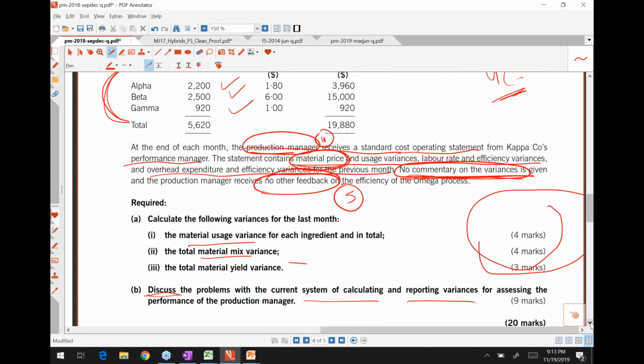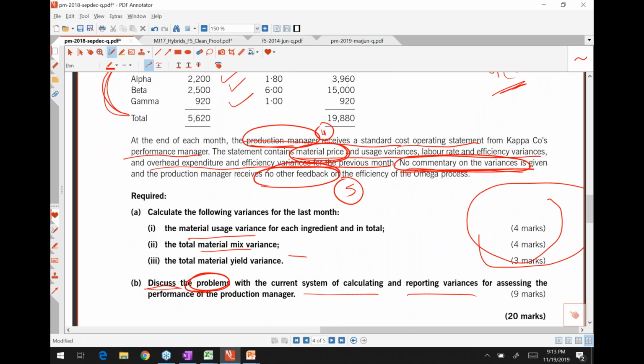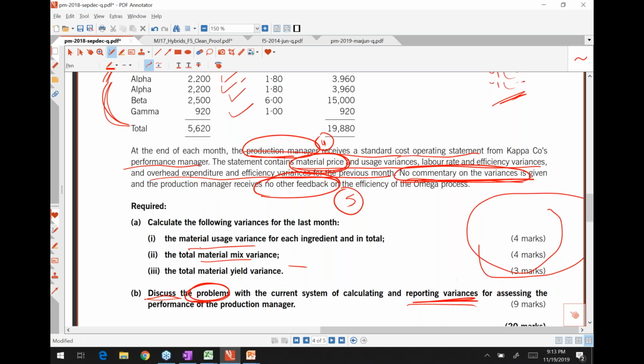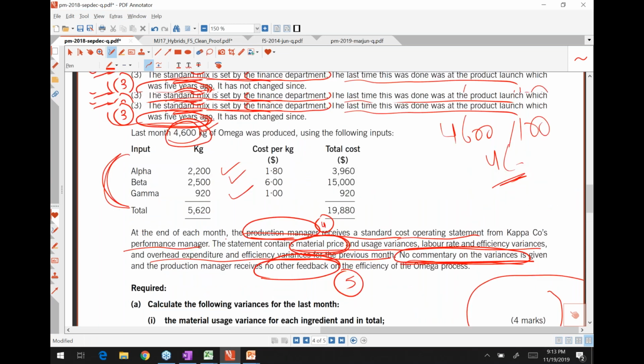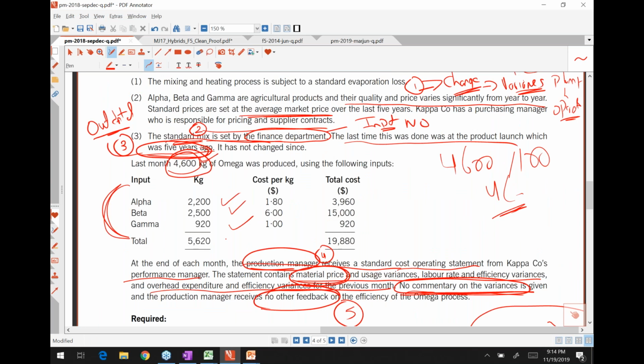The question says, discuss the problems with the current system of calculating and reporting variances. So if someone asks you what is the problem number one, what would you say? You would say problem number one is your prices vary, which means the right standard will be difficult to achieve, or you need to change the standard again and again, or there should be some planning and operational variances because things are outside the control of the production manager due to frequent changes. This is the first problem.